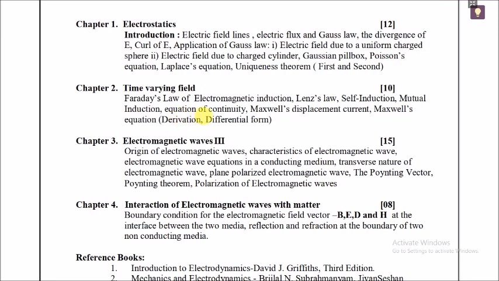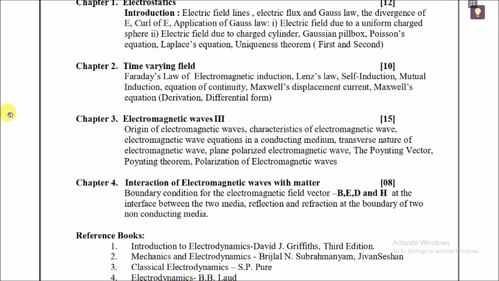Then second, the equation of continuity. Then Maxwell's displacement current and Maxwell's equation. These are the different equations which give us the information about the time varying field. This chapter is given 10 marks, and 10 lectures are given for this chapter.